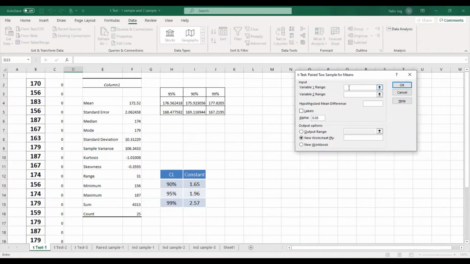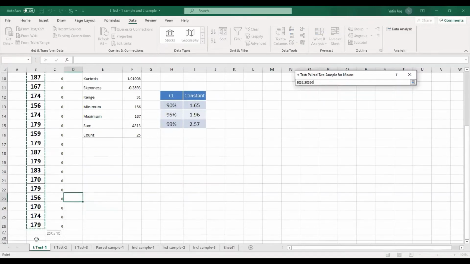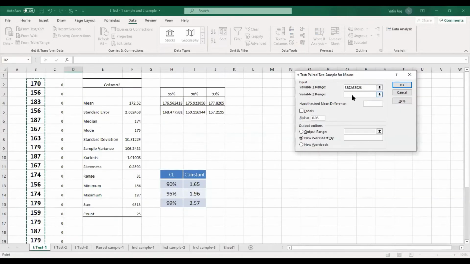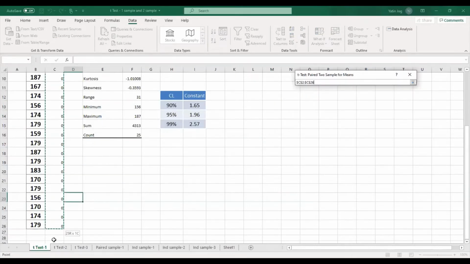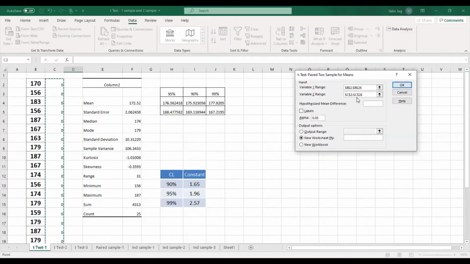Once you click on OK, it will ask for the variable 1 and variable 2 range, because this method is for paired sample. So again, I'll have to select my first variable, which is the actual set of values, and the second variable, which is a set of zeros. So I'll select the second column as my variable 2. Labels, I'll not click here because I'm not considering any labels. Even my first row consists of values.